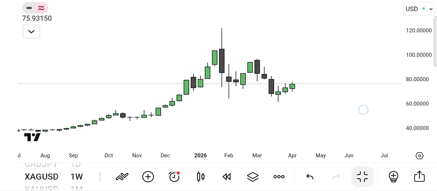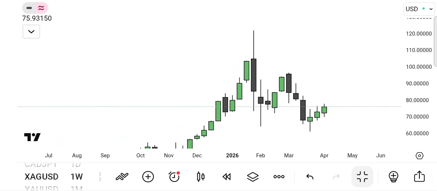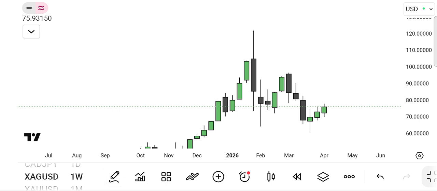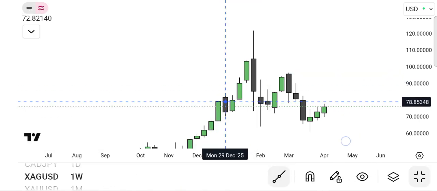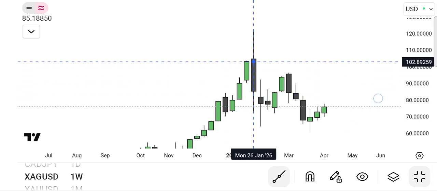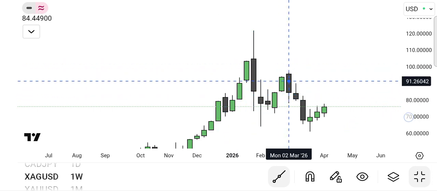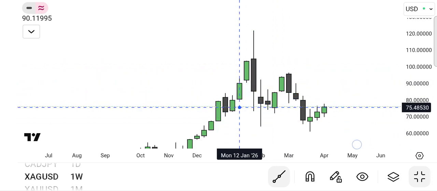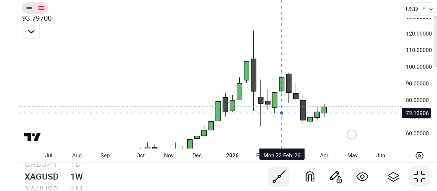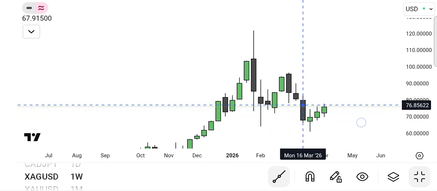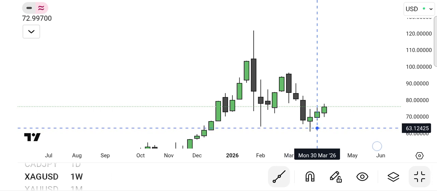So let's go. On silver, on the weekly time frame, I could see a reversal chart pattern. This is a left shoulder, this is a high head, and this is a right shoulder. Now this is the neckline of the head and shoulder. Market has broken it with this bearish engulfing candle and pulled back.